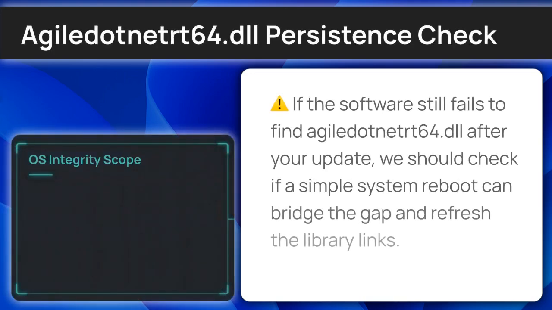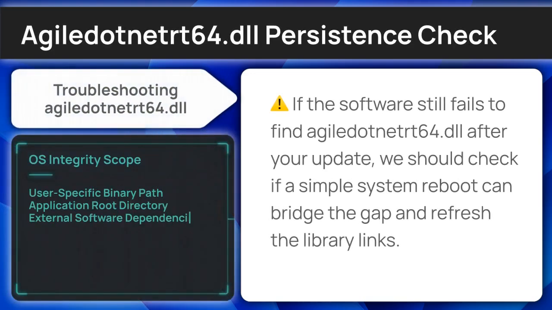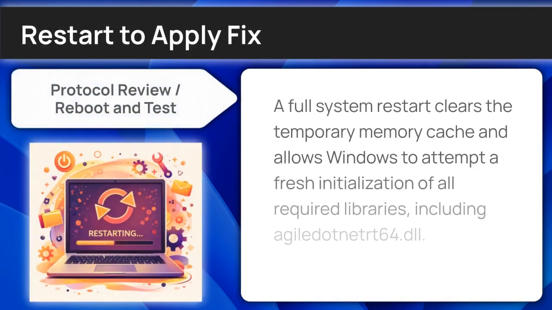If the application still won't initialize, we need to shift our focus to how the Windows loader is interacting with the library. A simple restart can resolve file-in-use errors that mimic a missing agile.netrt64 message. It's a low-effort step that ensures your operating system starts with a clean execution stack.